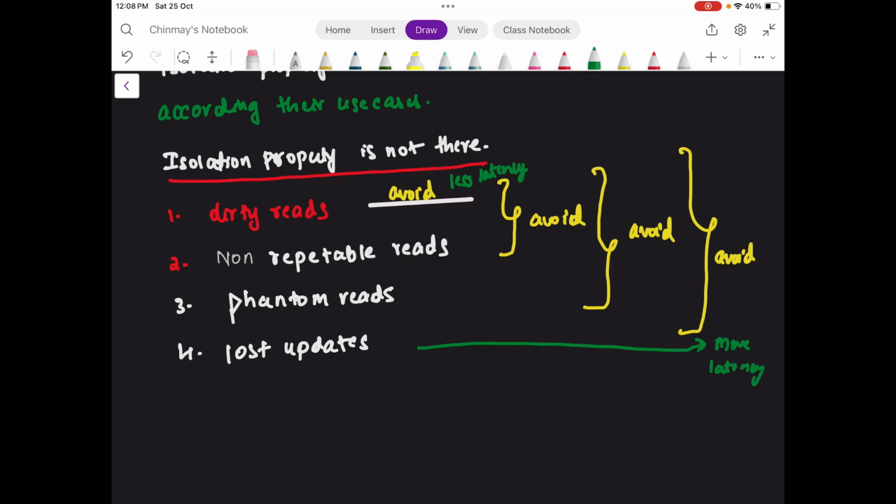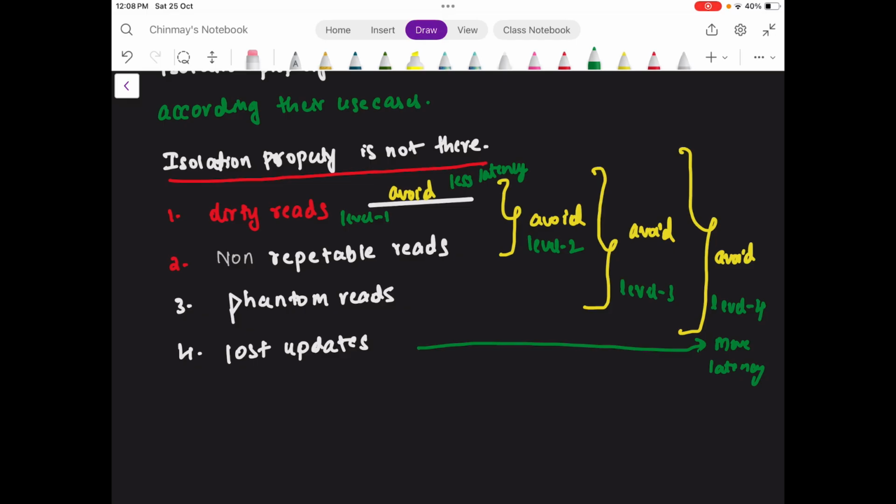Okay, less latency, this is having more latency. This is level 1, level 2, level 3 of isolation. This is level 4 isolation.